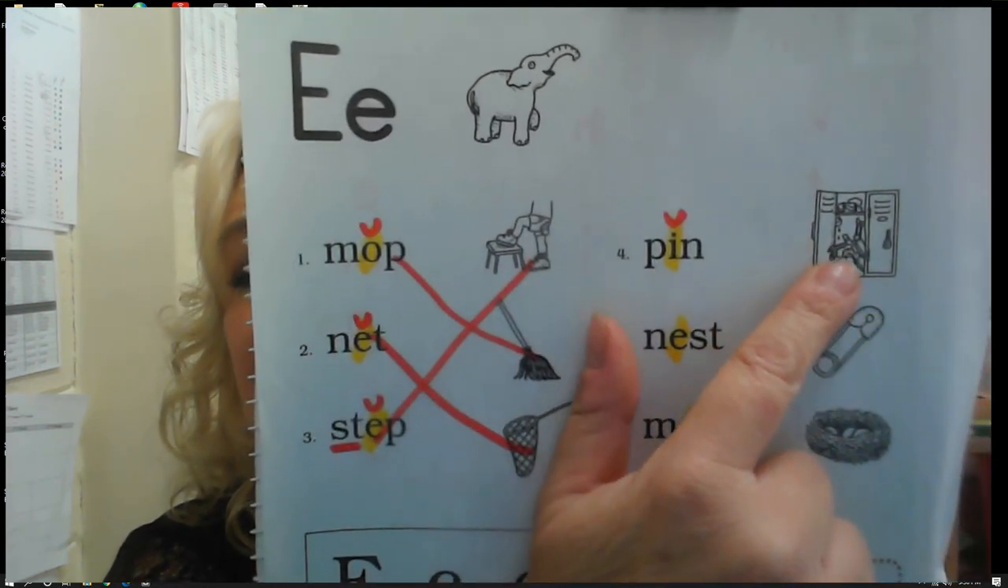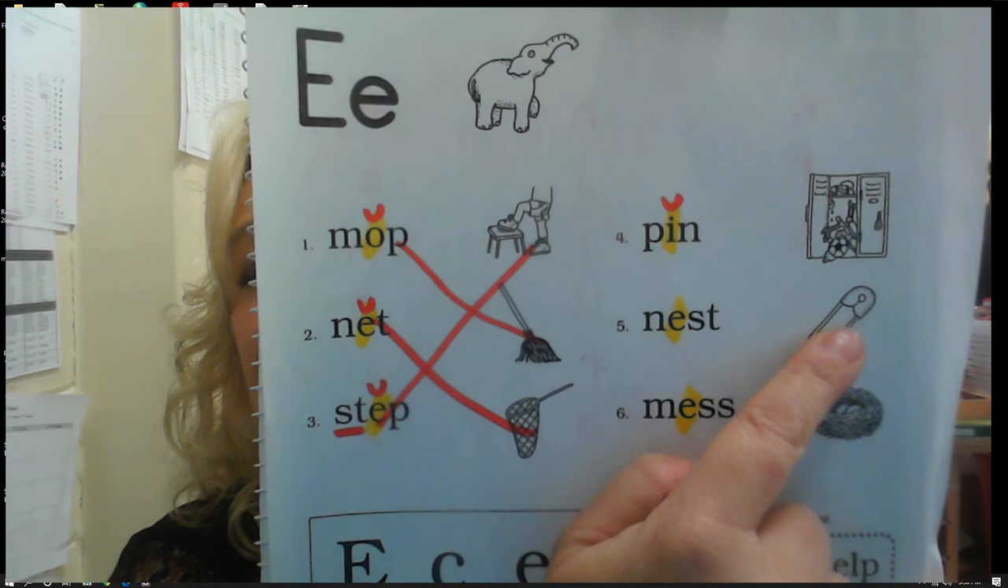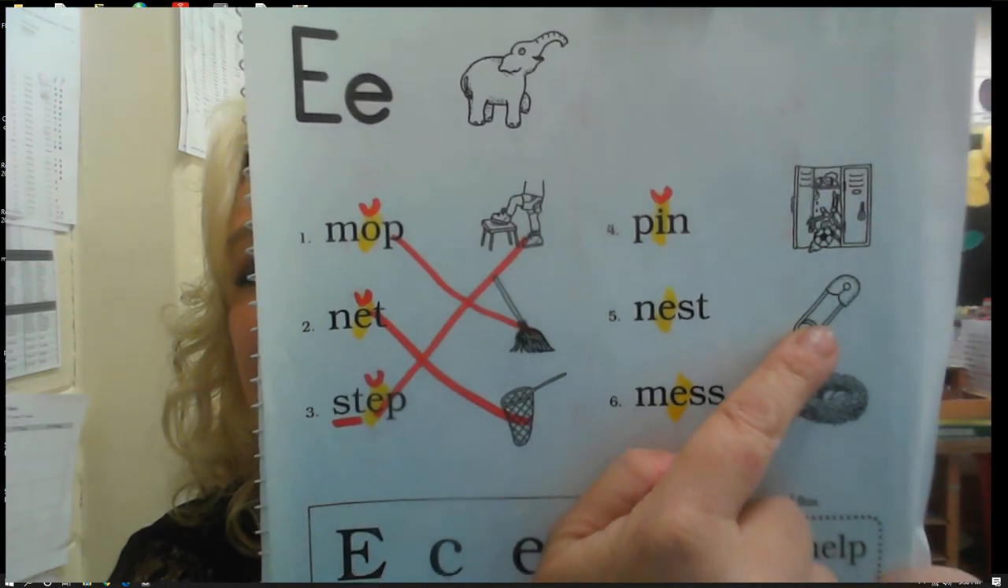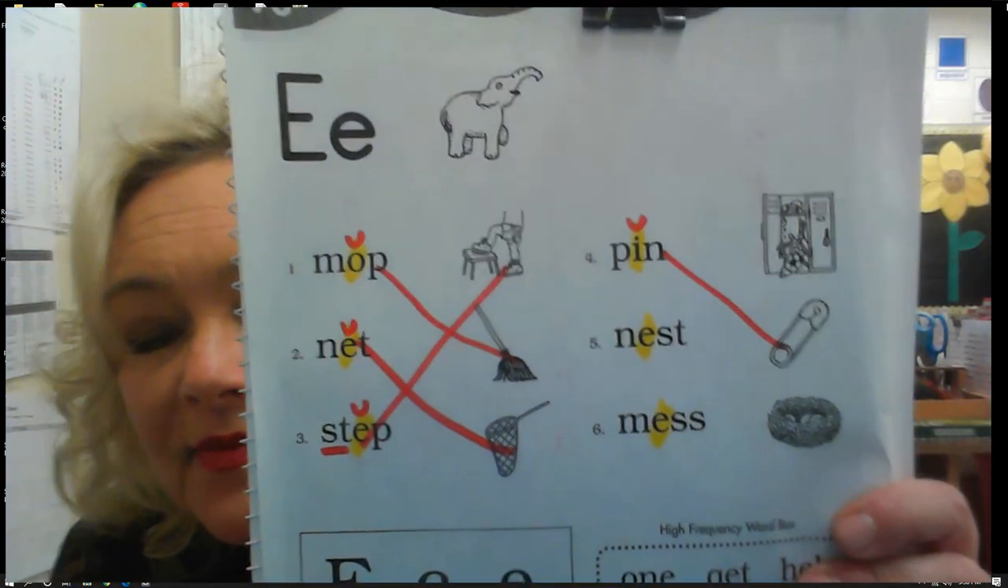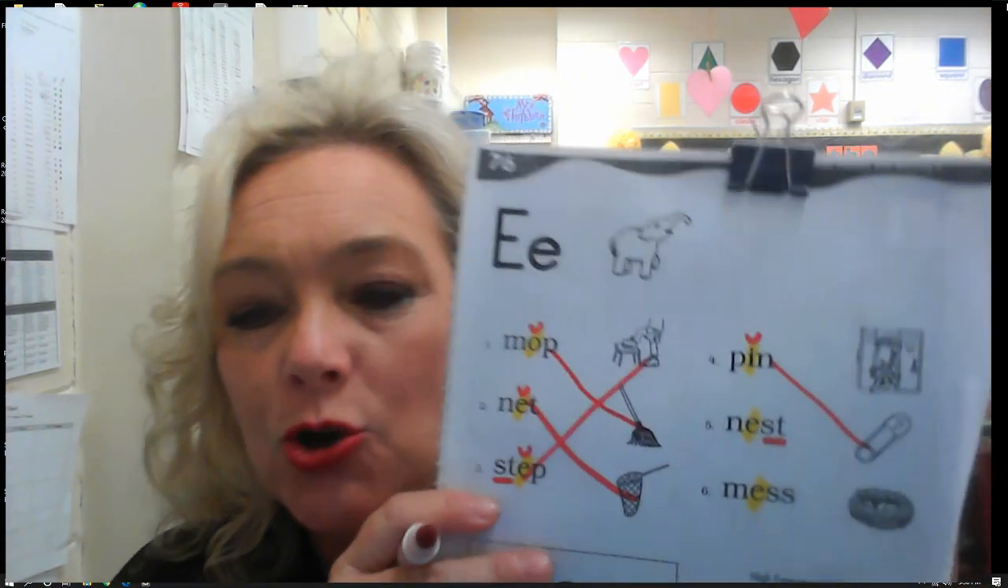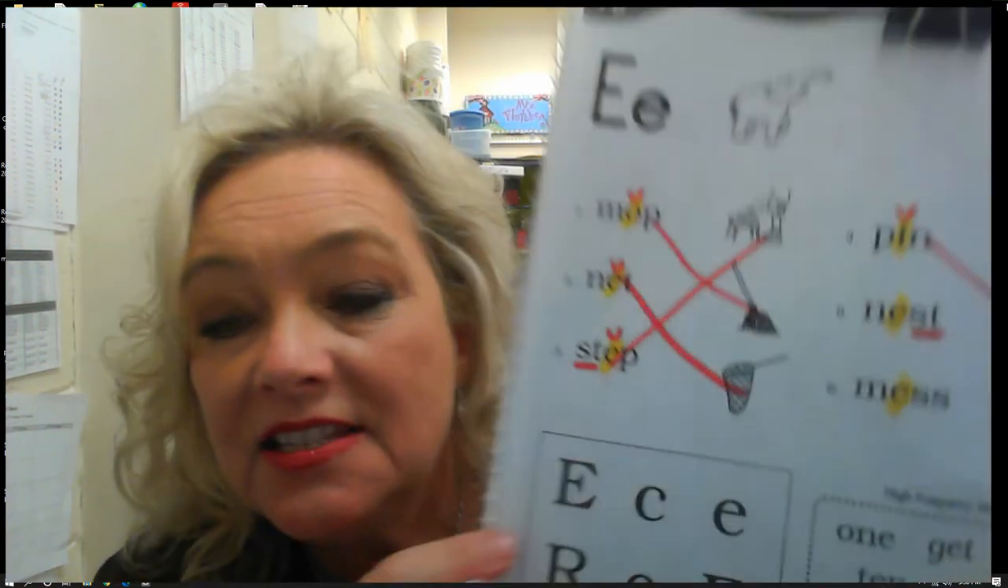Say it with me. Pen. Now, is this a pen? Mm-mm. Is this a pen? Yes! Draw a line to it, from the word pen to the pen. All right. Now, oh my goodness, I see another ST. I want you to take your red crayon and underline this ST.